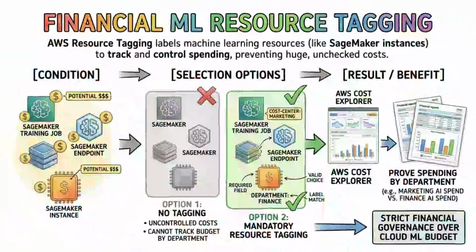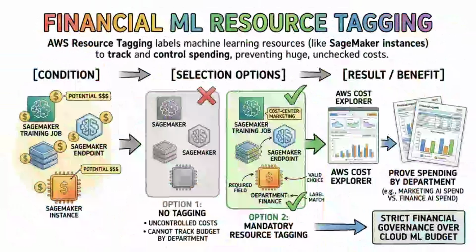Finally, true MLOps governance requires strict financial control, because running massive deep learning algorithms can easily cost a company hundreds of thousands of dollars if left unchecked. You must always use AWS resource tagging to heavily label every single SageMaker instance, endpoint, and training job with specific cost center codes or department names.